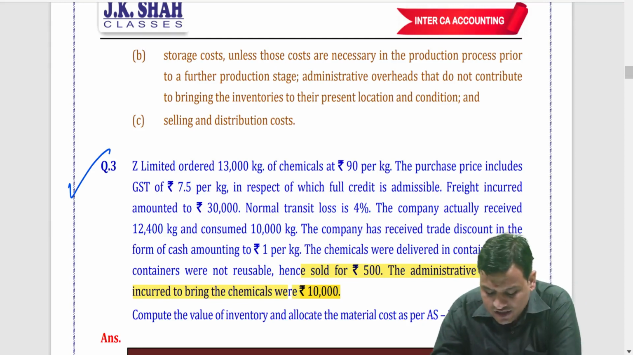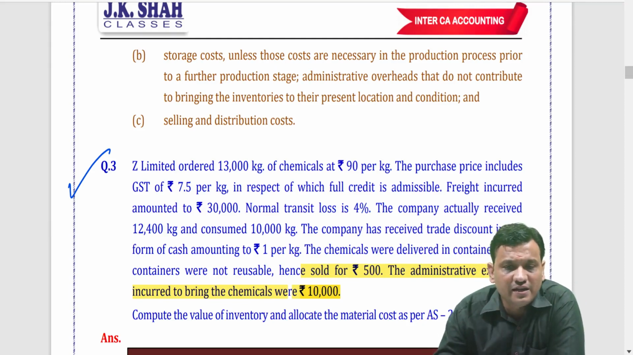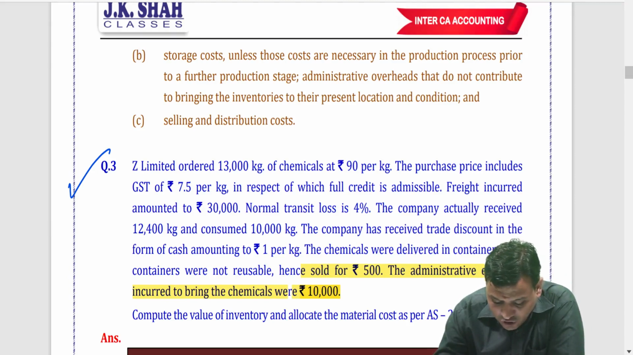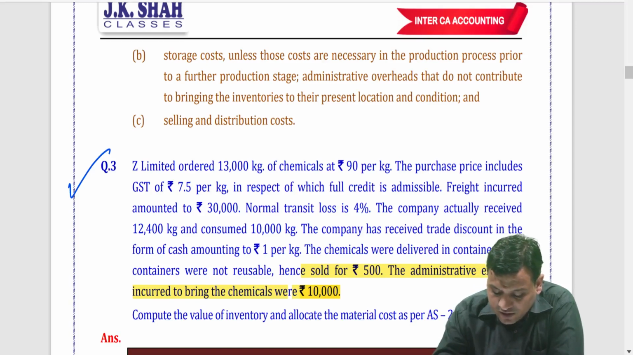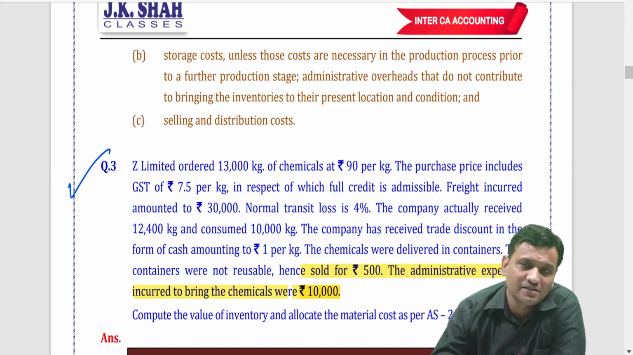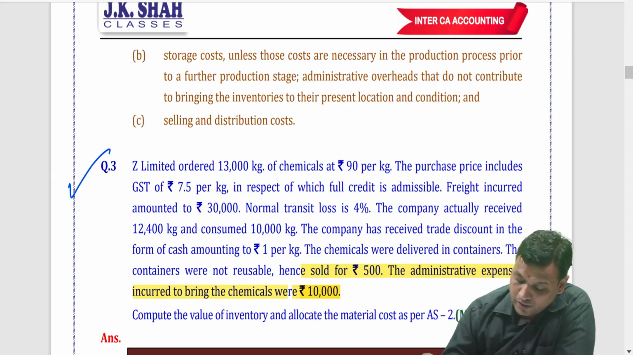Now friends, two things are important here for your understanding. The containers which are not reusable, you are selling them off. So you have two options: either you reduce that 500 from the cost of inventory or you credit it to profit or loss account. This is nothing but an optional choice. There is no compulsion. And the second point is the admin expenses. What is to be done for this admin expense? Normally, general admin is not to be included, but this is a specific admin cost incurred for this purchase of raw material. Obviously, this administrative cost will be capitalized, or I can say it will be added to the cost of the raw material.